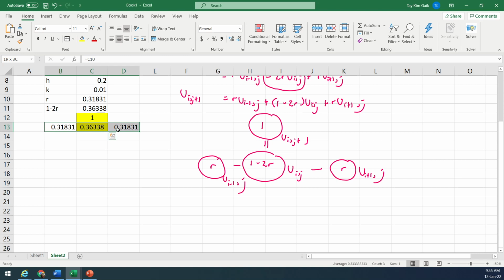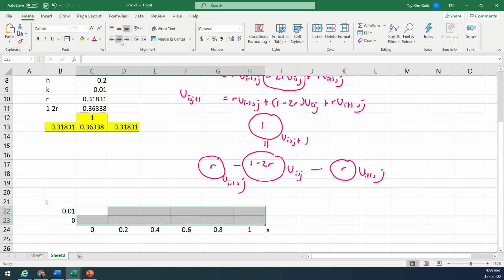Center. They want level 1 only. So k is 0.01, and the x increment is 0.2, so up to 1: 0.2, 0.4, 0.6, 0.8, 1. So this is x. You want the value here.